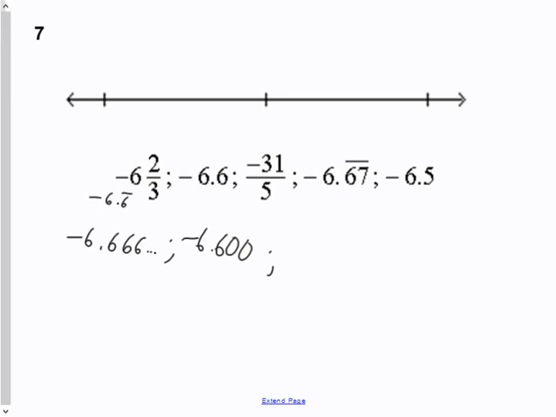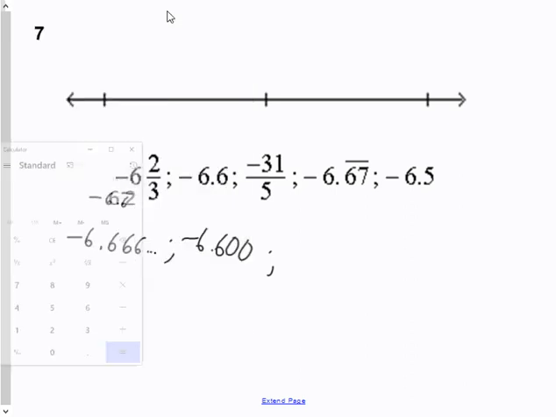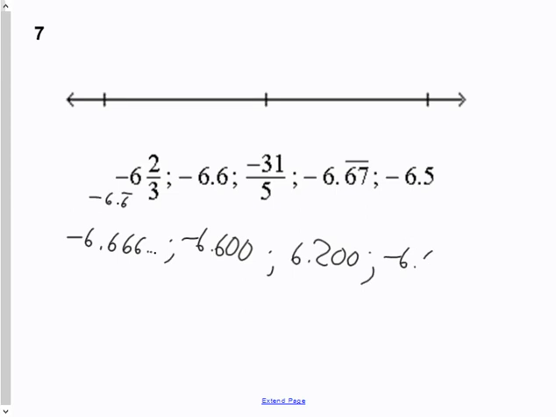-31/5, grab me a calculator. I go, what is 31 divided by 5 to change it to a decimal? It's 6.2 terminating decimal. So 6.2 terminating, just like the last one. I'll add a couple zeros just for comparison's sake. -6.67 repeating, which would be 67676767. Well, I'll just put that down. And finally, -6.5 would be -6.5. And I'll put a couple insignificant zeros for comparison's sake.